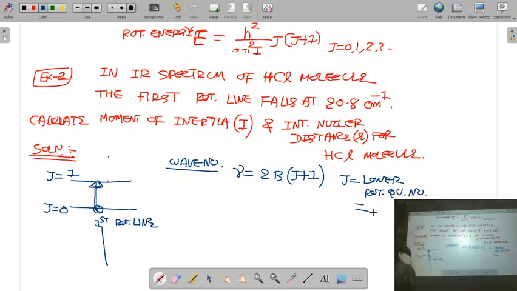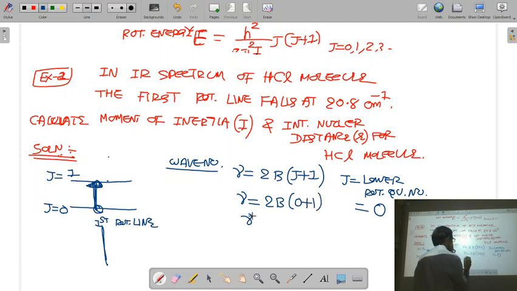Now, how to get the first rotational line? As I told you, the first rotational line for HCl molecule is obtained when the HCl molecule makes a transition from the lowest level J equal to 0 to upper level J equal to 1. So which is the lowest quantum number for this transition? 0. So the lower quantum number for this transition is 0, and we will put J equal to 0 here. So the wave number of the first rotational line is 2B(0 plus 1). So nu is equal to 2B.